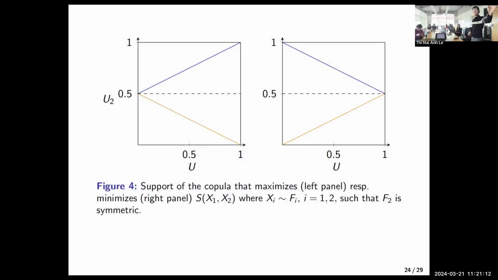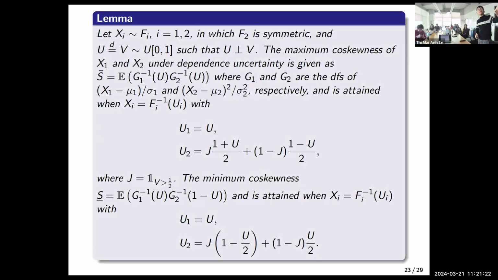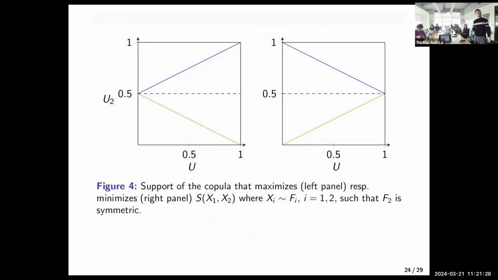Figure 4 shows the support of the copulas that maximize and minimize the coskewness for the symmetric marginal distributions F2. So they are the plot of these two pairs of equations. The left panel in here is the plot for the maximizing copula, while the right panel is the plot for the minimizing case.